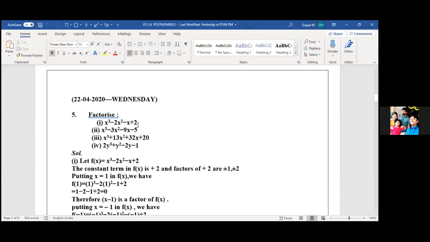This is what we tried yesterday. Yesterday they asked us to check whether this is a factor or not. That type of question we discussed in yesterday's class. Yes or no, children? Today we are going to find all the factors. Yesterday they gave questions like: check whether this is a factor of this particular polynomial. That type of questions they gave yesterday in the beginning, Exercise 1, 2, and 3.